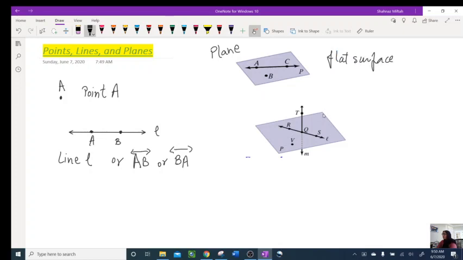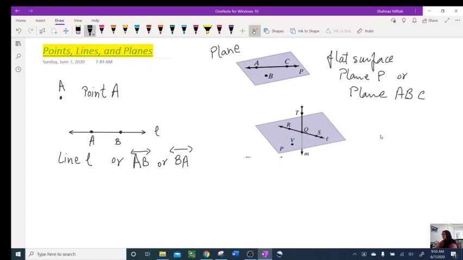Now, how do we name it? You can name it by a single capital letter, or you can name it by any 3 points on the plane. The 3 points are not supposed to be on the same line. So I can name this plane P with a capital letter, and I can also name it plane ABC. You see A and C are on the same line, but B is not. So the 3 points on the plane are not supposed to be all on the same line.